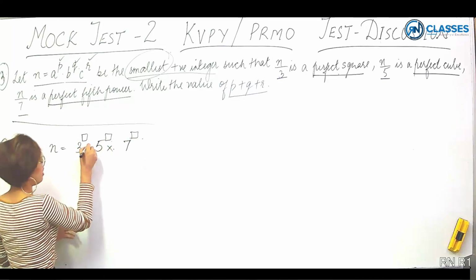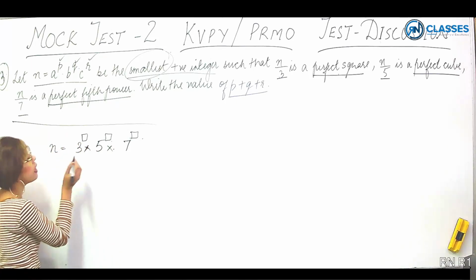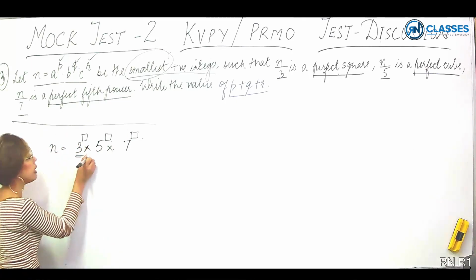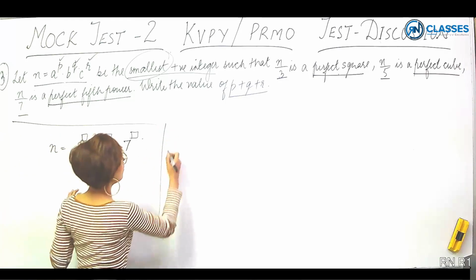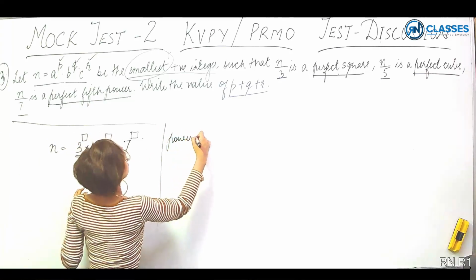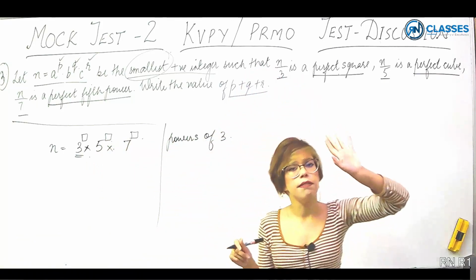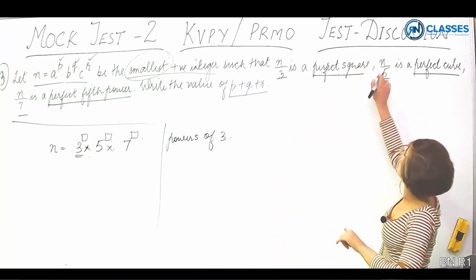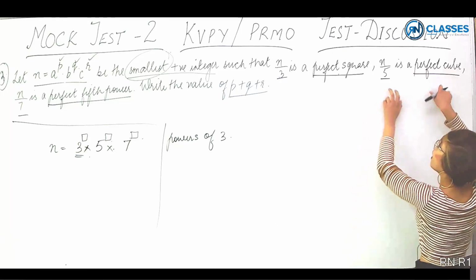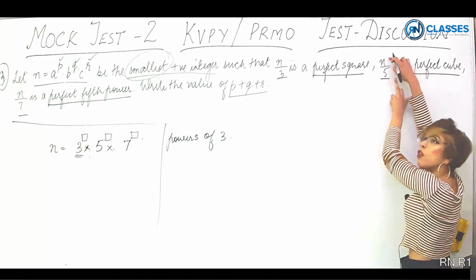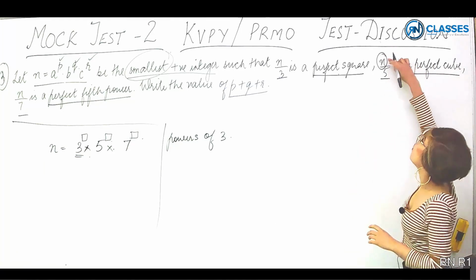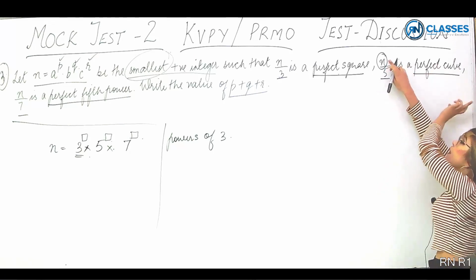Right? So, let's move on to that. So, let me first try to establish the power of 3. So, let's talk about powers of 3. Right? Now, he says n by 3 is a perfect square. Fine, we'll come back to that. Now, he says n by 5 is a perfect cube. Now, here obviously I'm not cutting down the factor of 3.